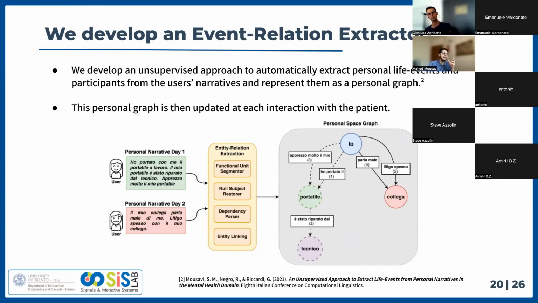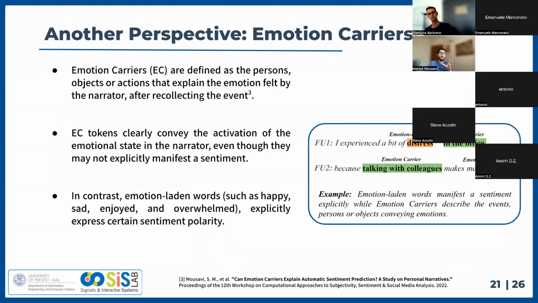So having this data and this event relation extractor, we also looked at the concept from another point of view. There's this concept of emotion carriers in the linguistic community, which explains that emotion carriers are words that by themselves might not have a sentimental polarity, might not manifest an emotion, though implicitly they express an emotion to the speaker. So in the example, I experienced a bit of stress in the office. The emotion carrier is the office, which by itself is neutral, while to a possible narrator it can represent a positive or negative idea.